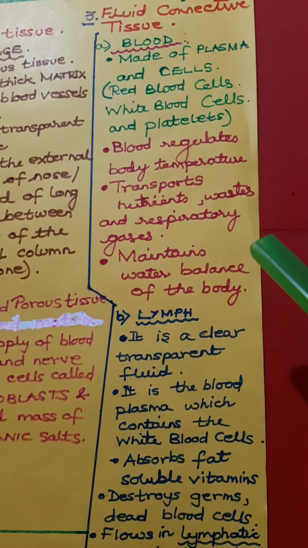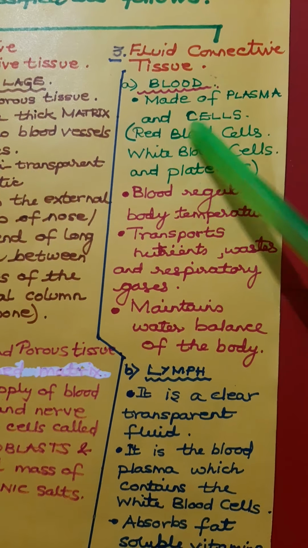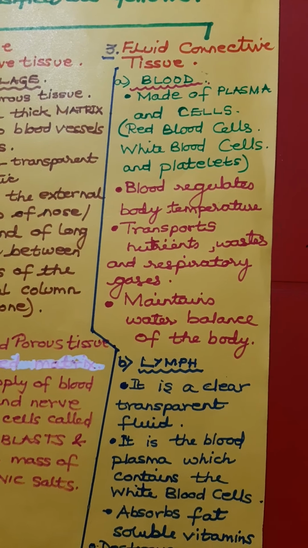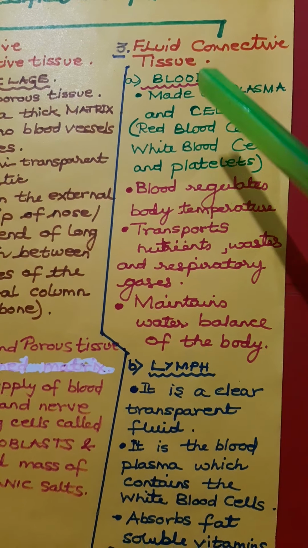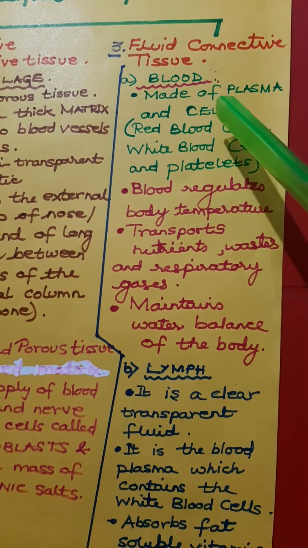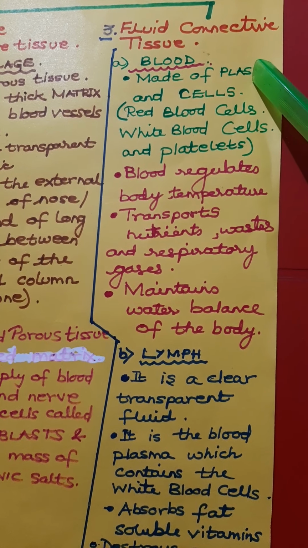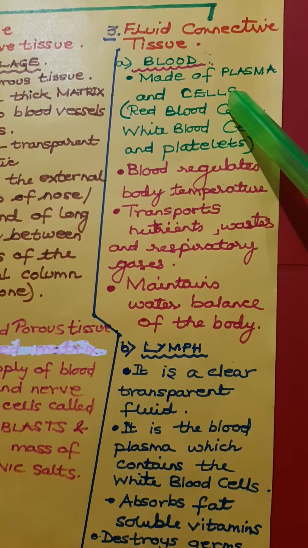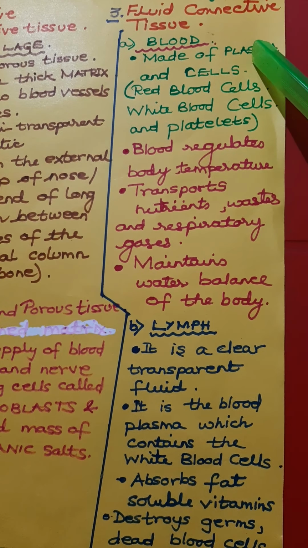Now we go to the fluid connective tissue. Fluid means it is a liquid. So blood is one, lymph is the other. Blood is made up of plasma and cells. What are the cells that are present in the plasma? Plasma is the liquid part of the blood and it has cells in it. The cells are the red blood cells, white blood cells and the platelets. These are the cells found in the plasma of blood.